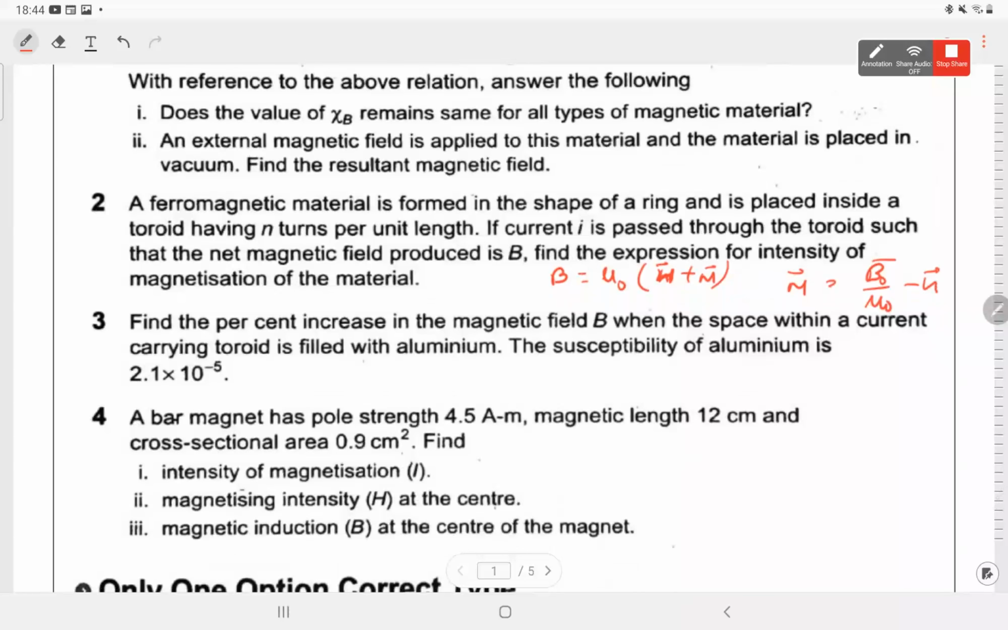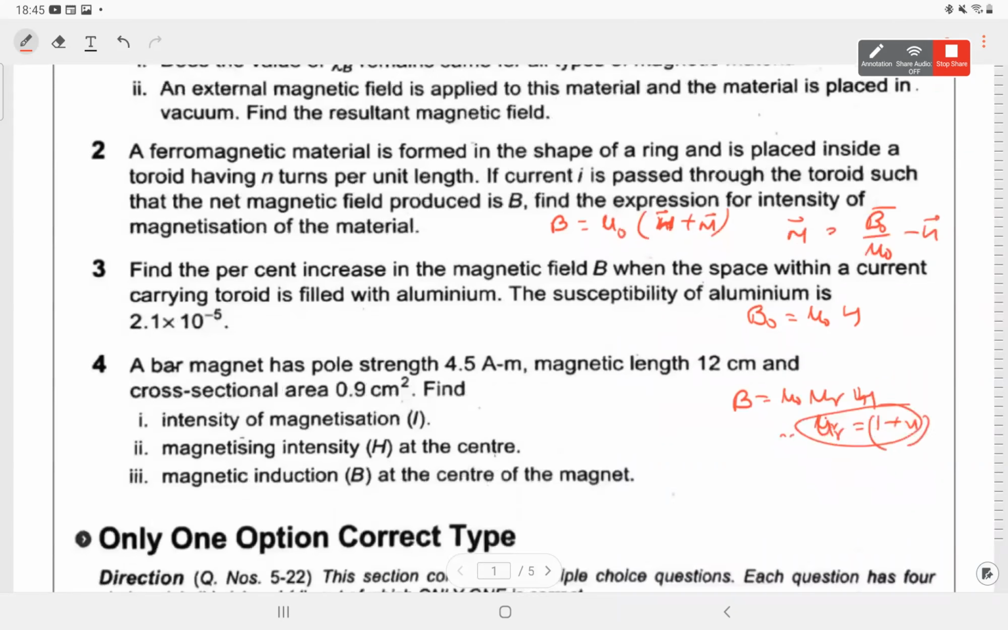Third: find the percentage increase in the magnetic field in the space when a current ring or rod is filled with aluminum of given susceptibility. If we have not kept aluminum, first it is vacuum, then B naught is mu naught times H. By putting some susceptible material, it is mu naught into mu r times H, where mu r is equal to 1 plus chi. So we can use the same formula.